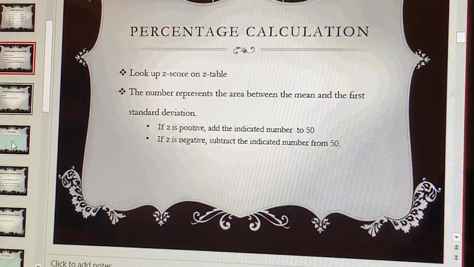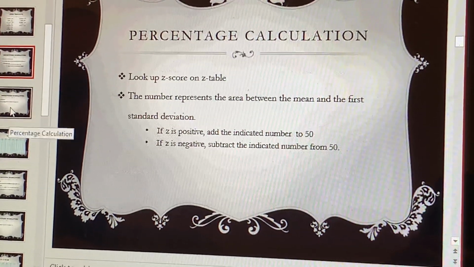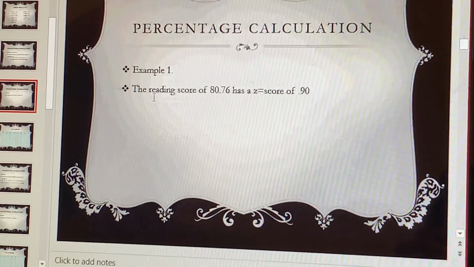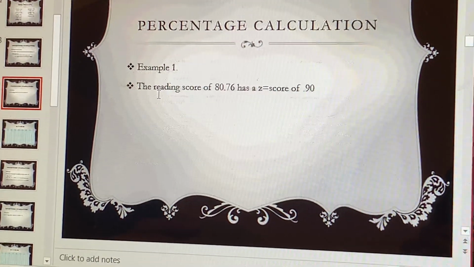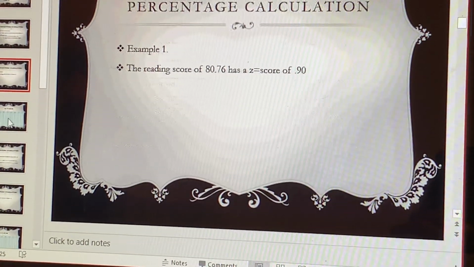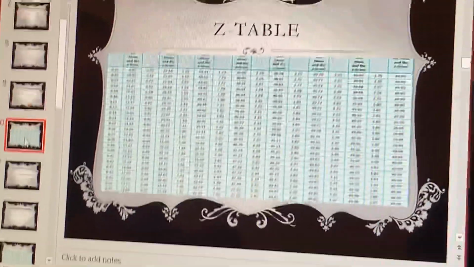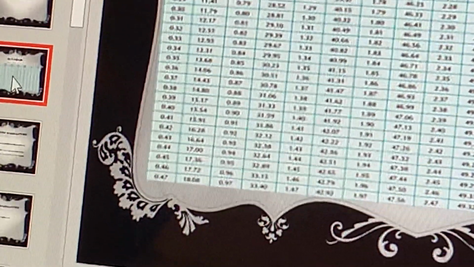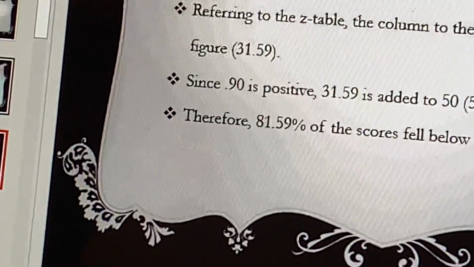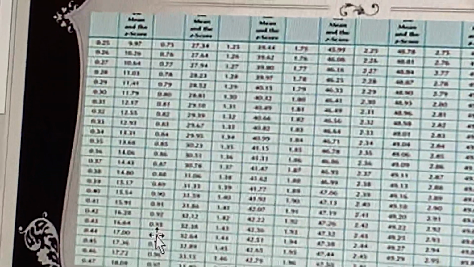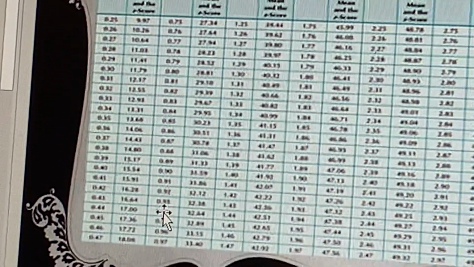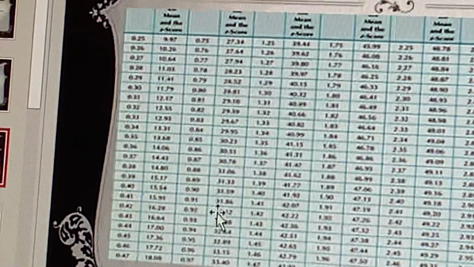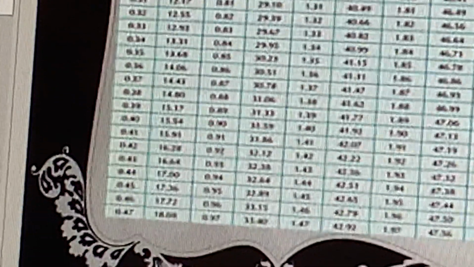All right, let's take our first example. The reading score of 80.76 had a Z-score of 0.90. And when you refer to your Z-table chart, a 0.90 Z-score has a percentage of 31.59. So that would be located approximately right here on the table.